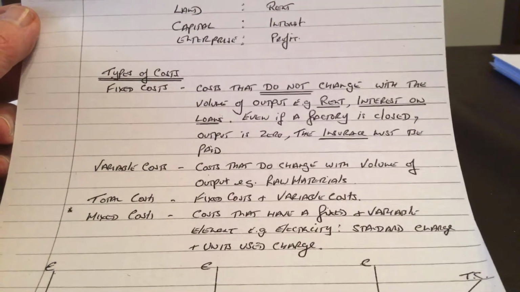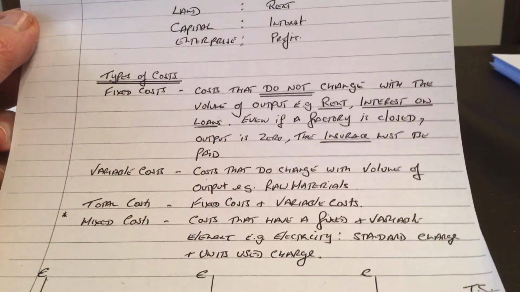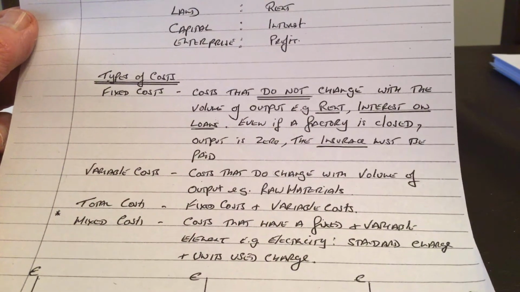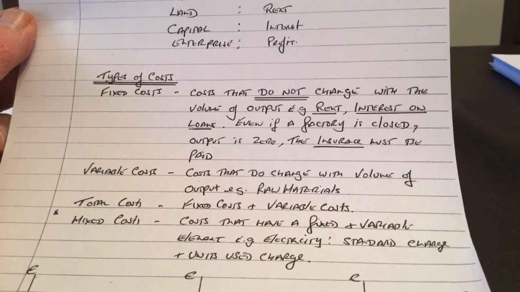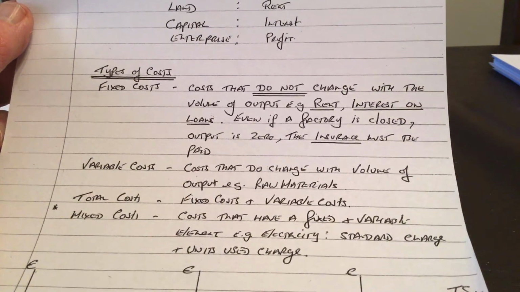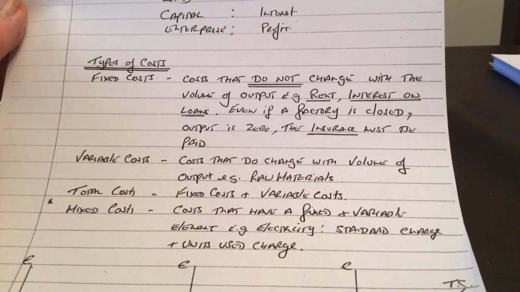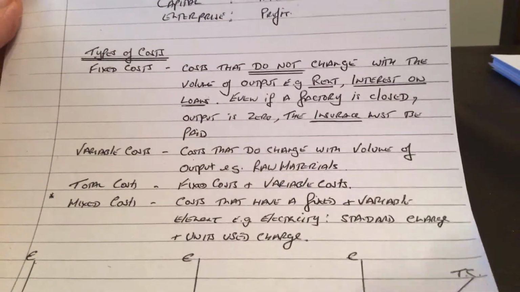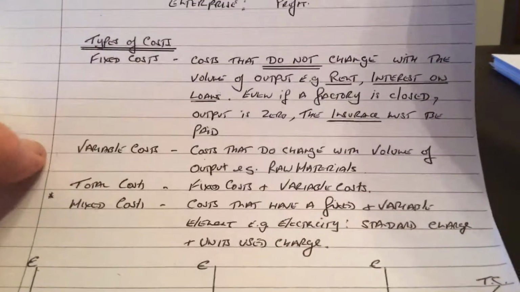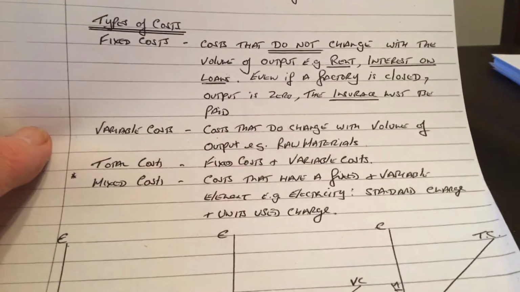Types of costs. You have fixed costs. Fixed costs are costs that do not change with the volume of output. For example, rent, interest on loans. Even if a factory is closed and output is zero, the insurance must be paid. So a fixed cost is any cost that does not move up or down with the level of output.